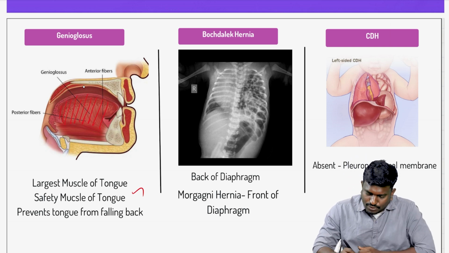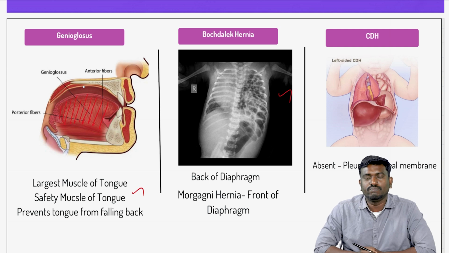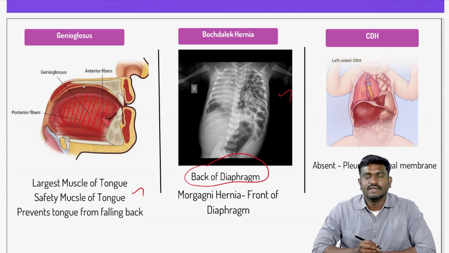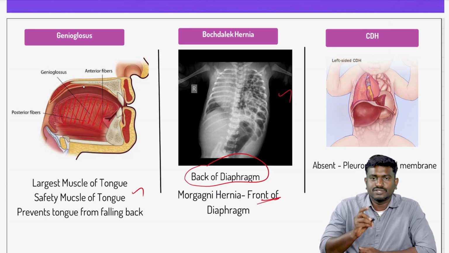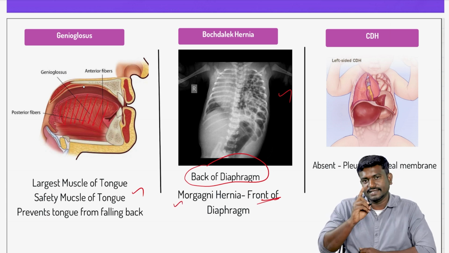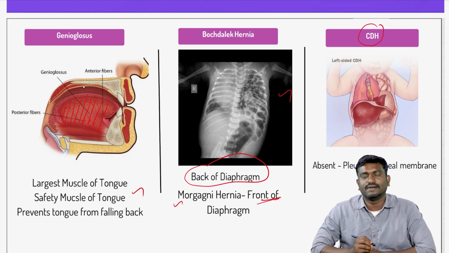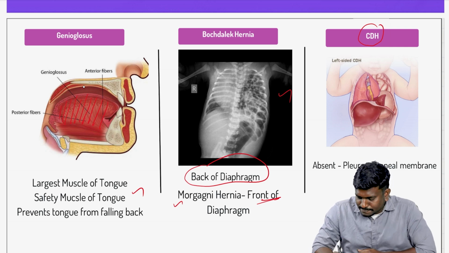Yes. Now look at this image. What is this, sir? This is going to be Bochdalek hernia. It is going to be at the back of the diaphragm. If it is in front of the diaphragm, it is called as what? Morgagni hernia. Good. Now, what is this? This is going to be congenital diaphragmatic hernia. It is due to the absence of what?